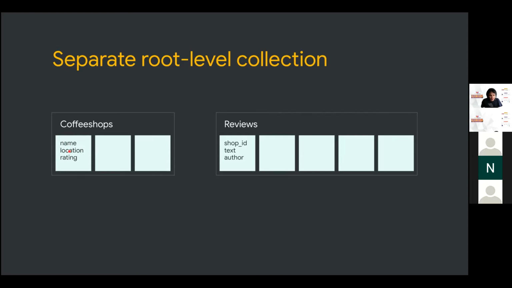But if you click on a coffee shop, you need to fetch the reviews. And that's also easy to do. You can just query the reviews collection, filter them where the shop ID is the ID of the coffee shop that the user is viewing, and then you get it already. And it's also easy to do queries that involve all reviews. For example, if you want to query for all reviews written by a particular author for any coffee shops, that query is easy to do if we structure it this way. So this is an improvement already compared to the previous one.